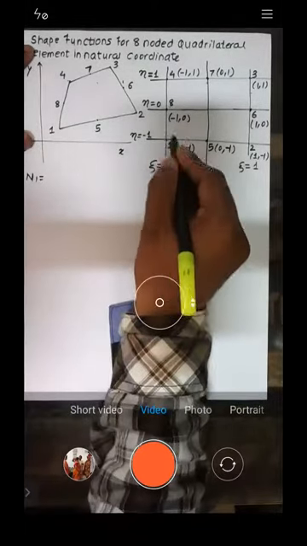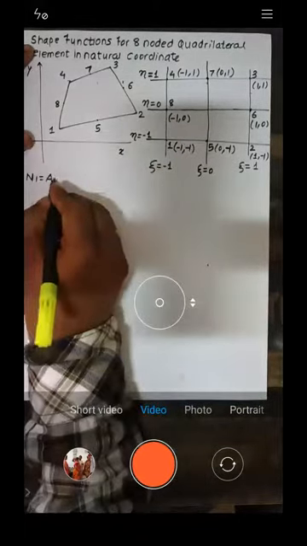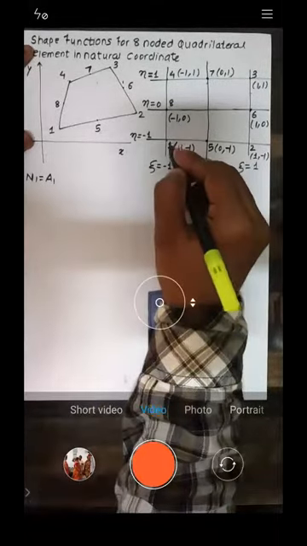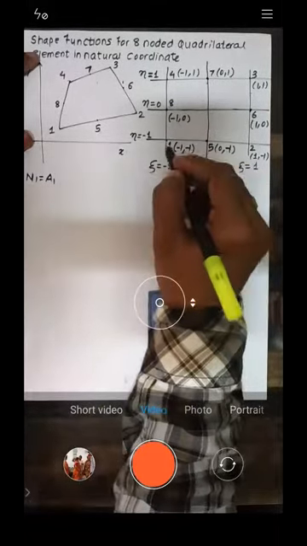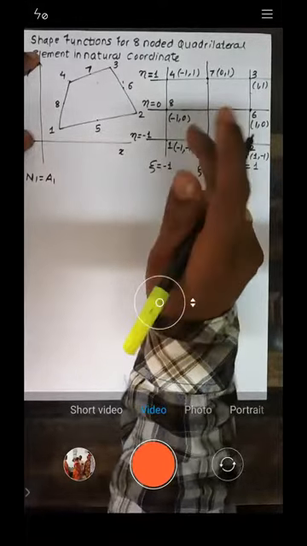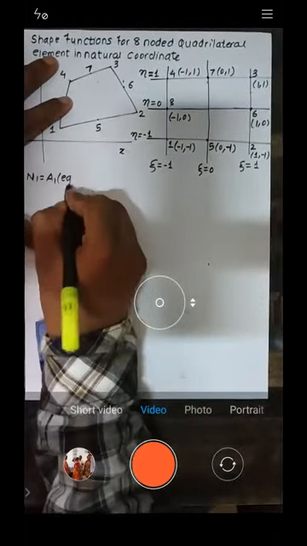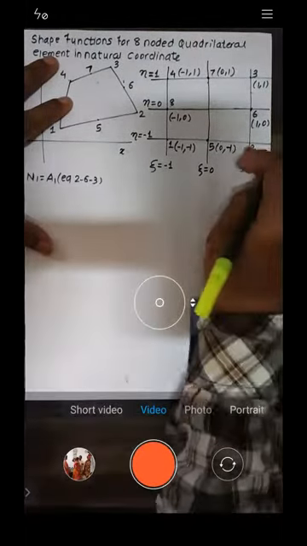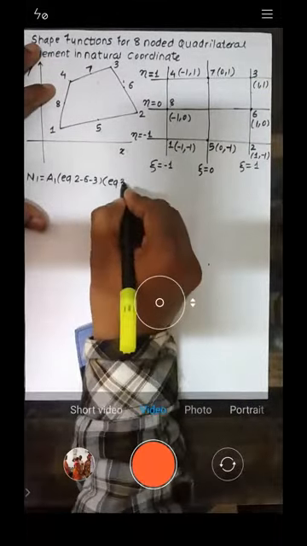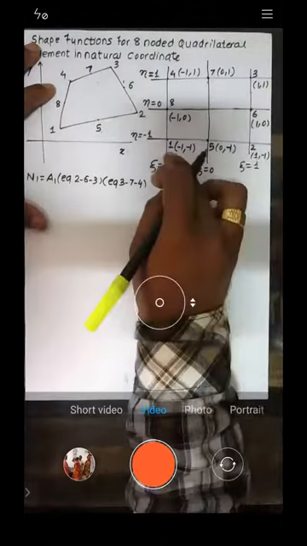Shape function n1 is equal to a1 into the equations of the lines which are not passing through node 1. You need to draw the equation of the line which is not passing through node 1. Which are those lines? 2, 6, 3 and 3, 7, 4. These are the two lines which are not passing through node 1.